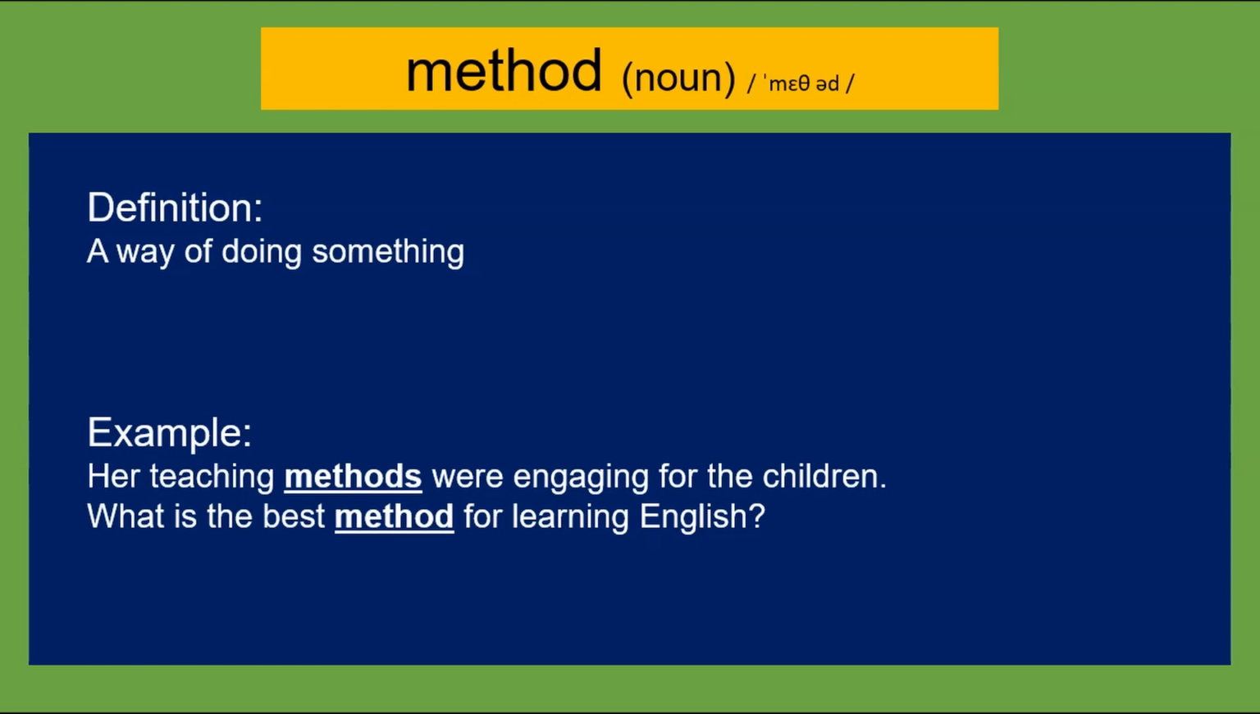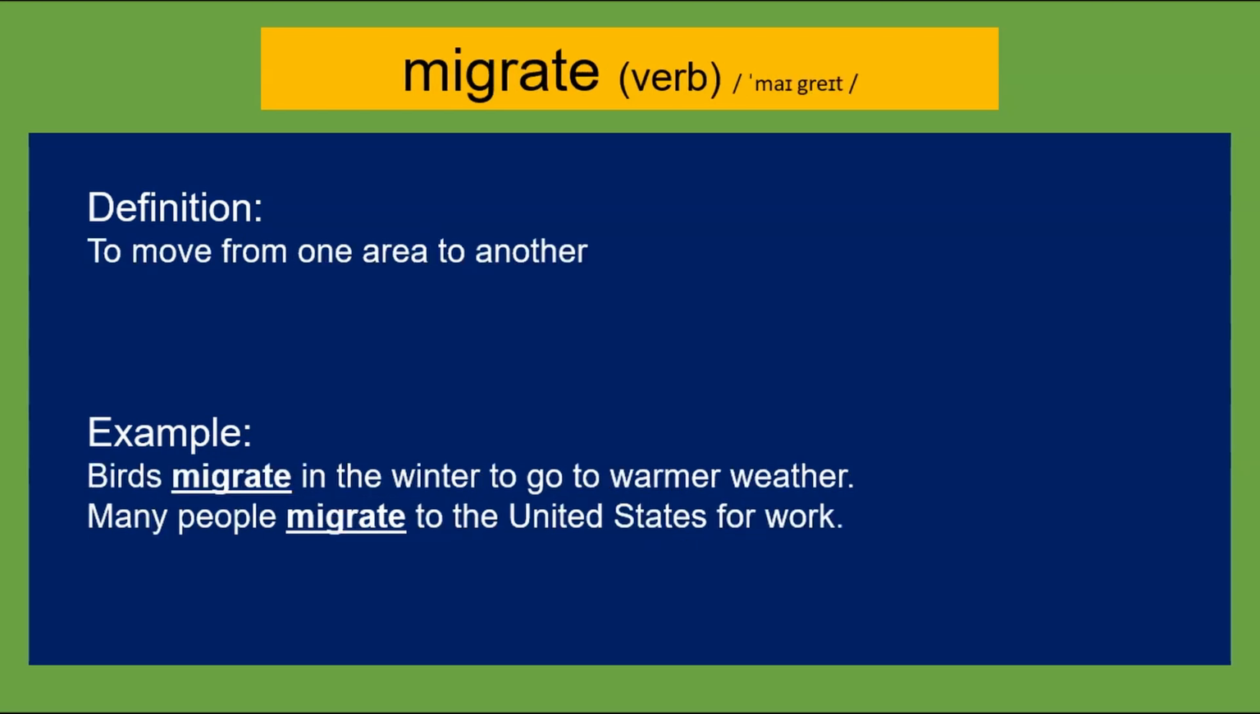Method. A way of doing something. Her teaching methods were engaging for the children. What is the best method for learning English? Migrate. To move from one area to another. Birds migrate in the winter to go to warmer weather. Many people migrate to the United States for work.